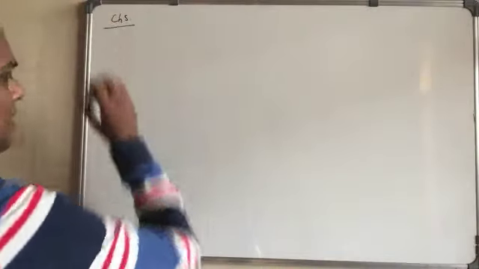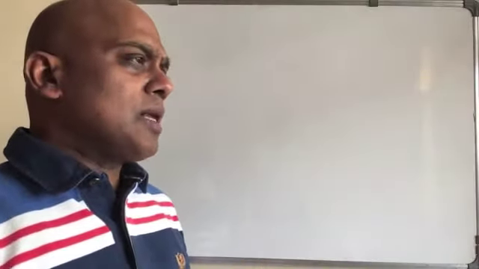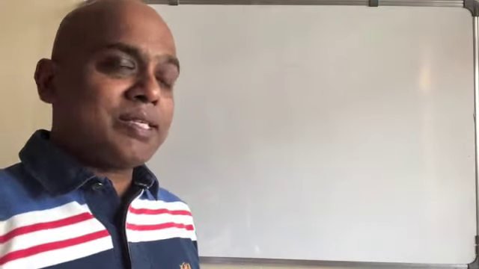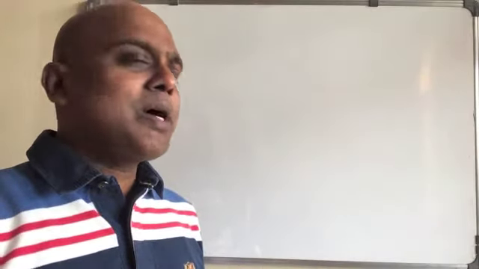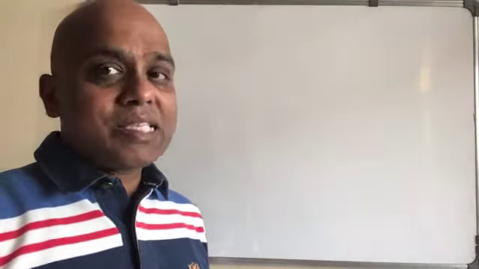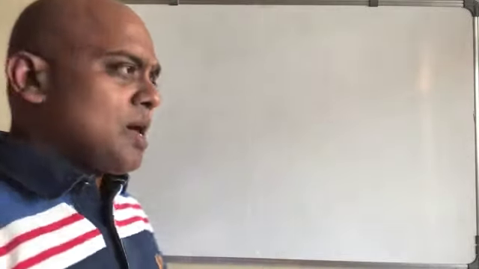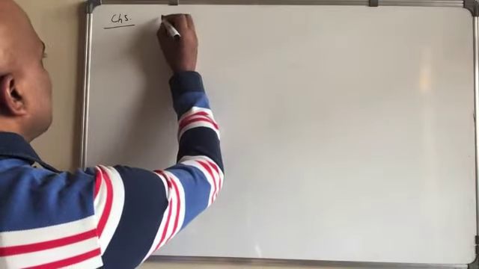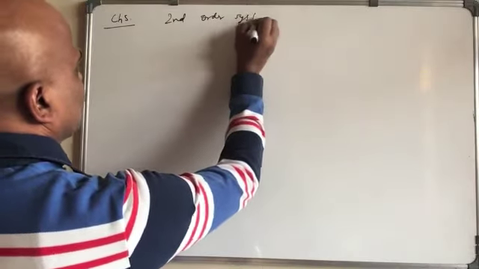So we are into chapter 5. Last lecture we saw the response of a first order system to unit impulse, unit step and ramp input. Today we are going to do the same thing. However, we will be doing it for the second order system.